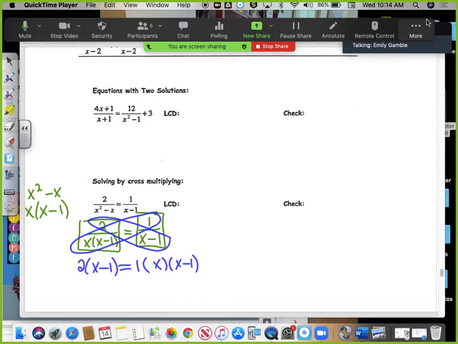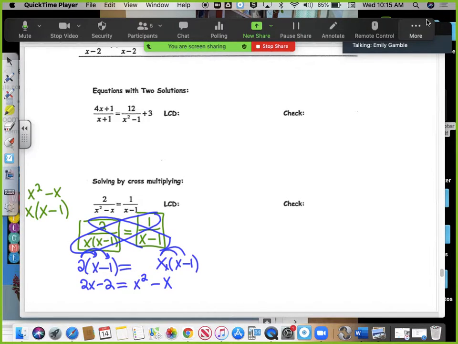So to simplify this, I would use the distributive property. 2 times x is 2x. 2 times negative 1 is negative 2. 1 times x is just x, so it's not really helpful here to have the 1 and the x. If that was a 2, though, you'd have to multiply 2 times x, and then you'd have to multiply whatever that was times this. So you basically do the distributive property twice. So when I multiply this out, 1x times x is x squared, minus 1x times negative 1 is negative x. Okay.